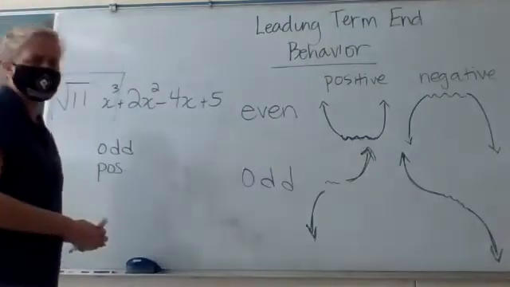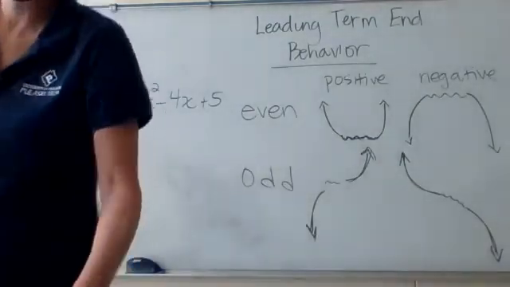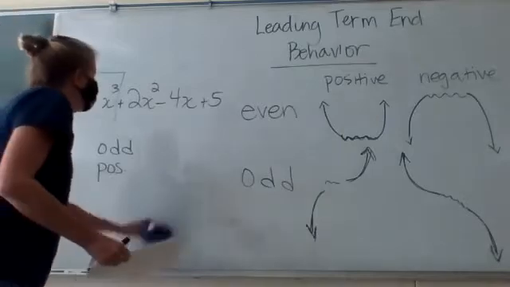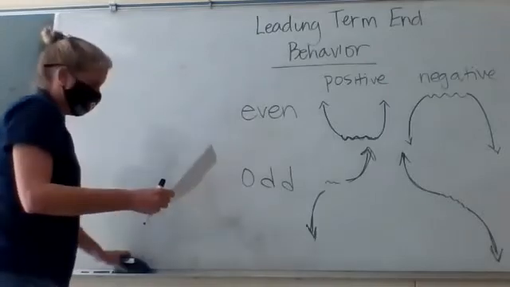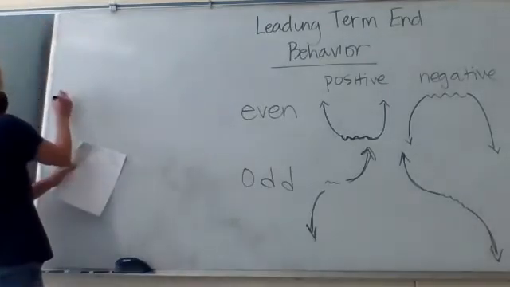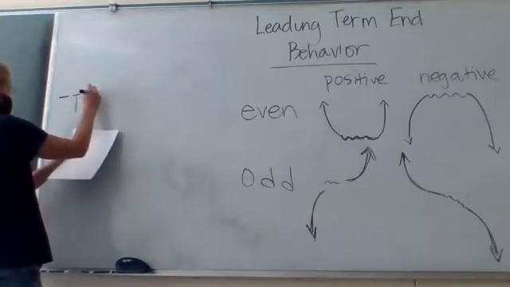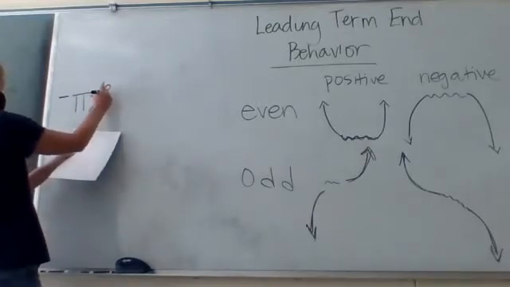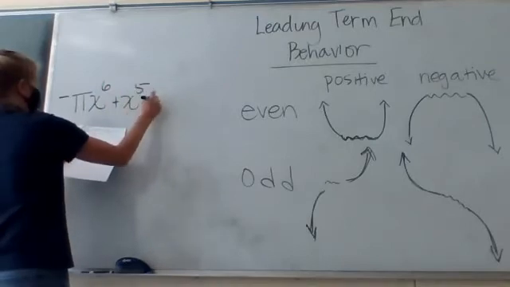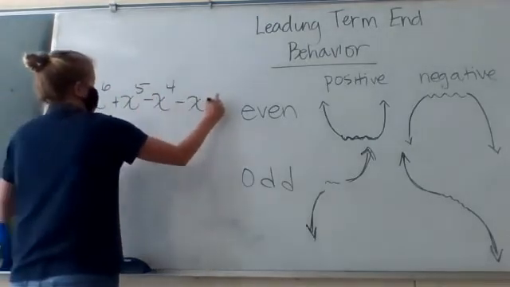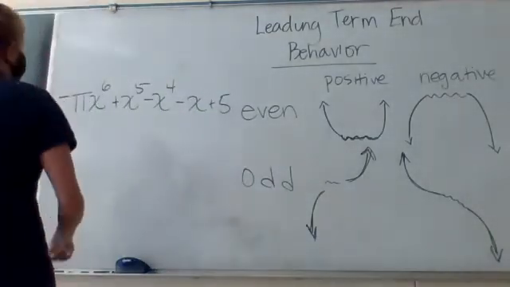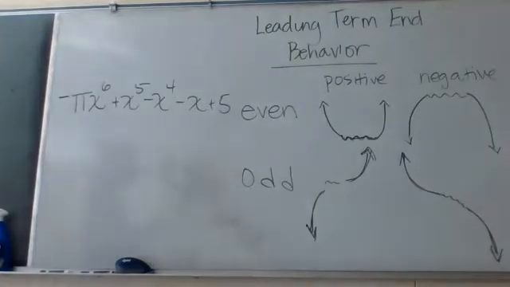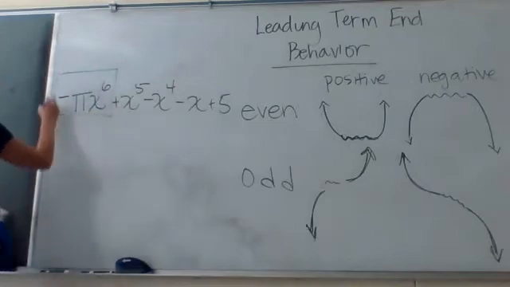All right, let's look at number 2. All right, this time my function is negative, and then that symbol is pi x to the 6th plus x to the 5th minus x to the 4th minus x plus 5. So again, all I'm looking for is my leading term, the term with the highest exponent. The highest exponent is 6, which means this is my leading term.